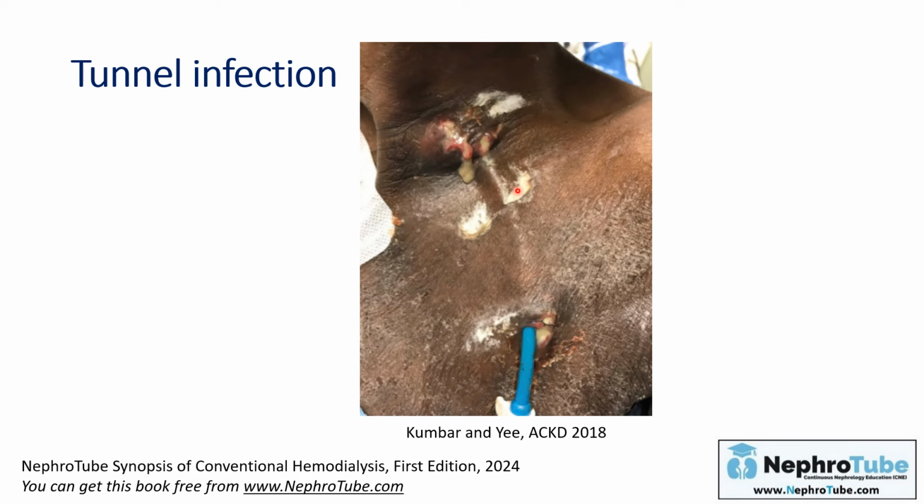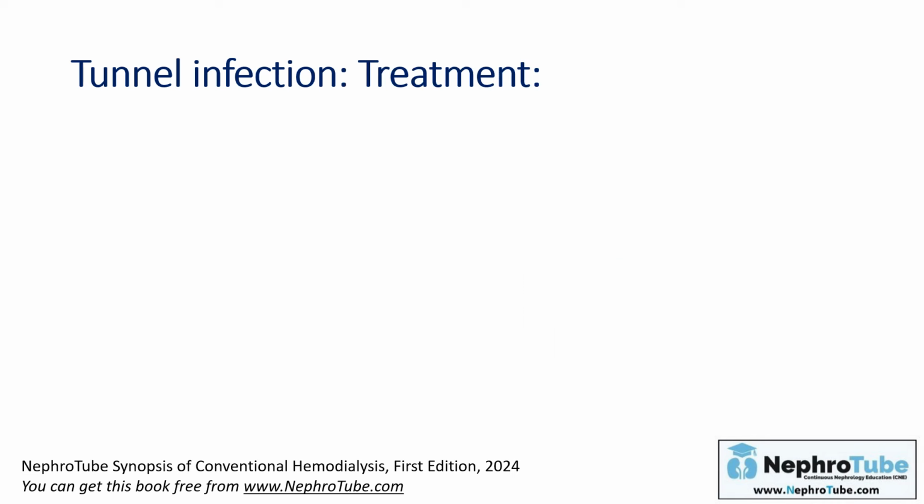Local signs and symptoms are enough for diagnosis, but again, if there is drainage, as in this photo, this drainage must be collected for culture and sensitivity. How to treat tunnel infection? First, catheter removal is the main treatment, and the new catheter should be inserted at another site.